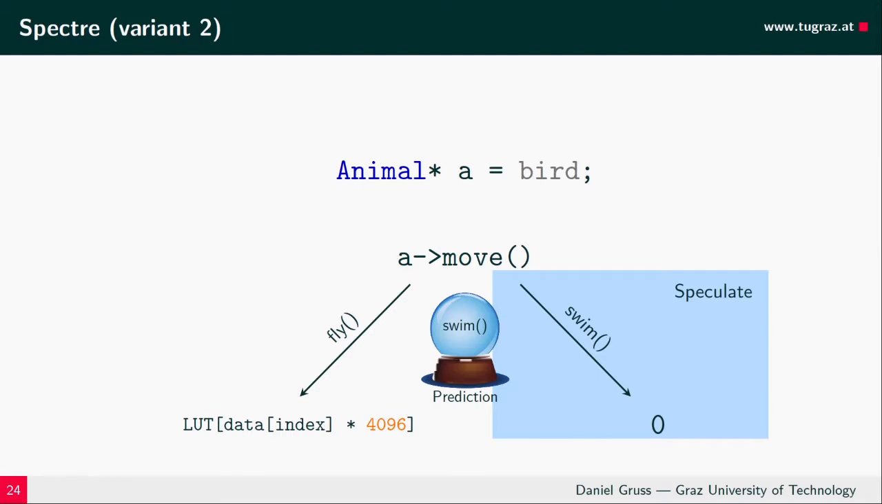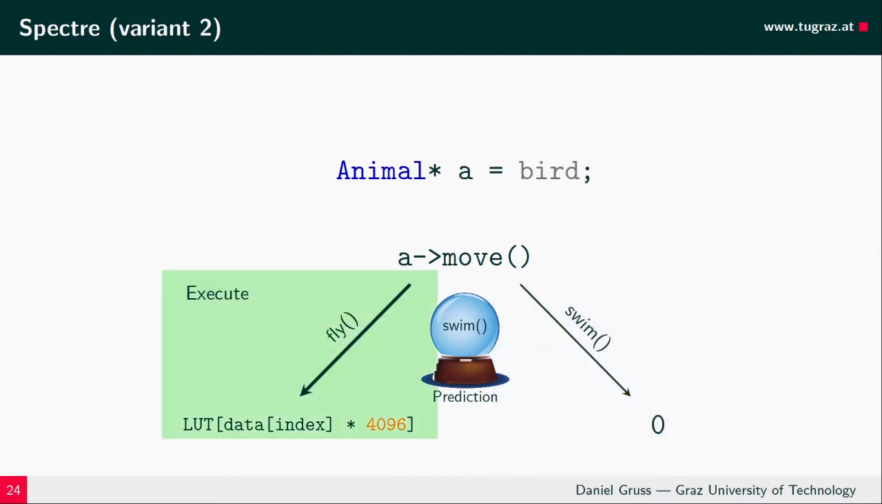What we do now is we, again, execute this code, and the processor might speculate the wrong direction first and then execute the right one. Then the processor will update the branch target buffer, and next time it's there, it will speculate for the fly method. That's right, because we still pass a bird here. And when we pass a fish as the object here, it will still speculate this way and do the lookup, although it shouldn't. And we again can leak the data that is referenced here.